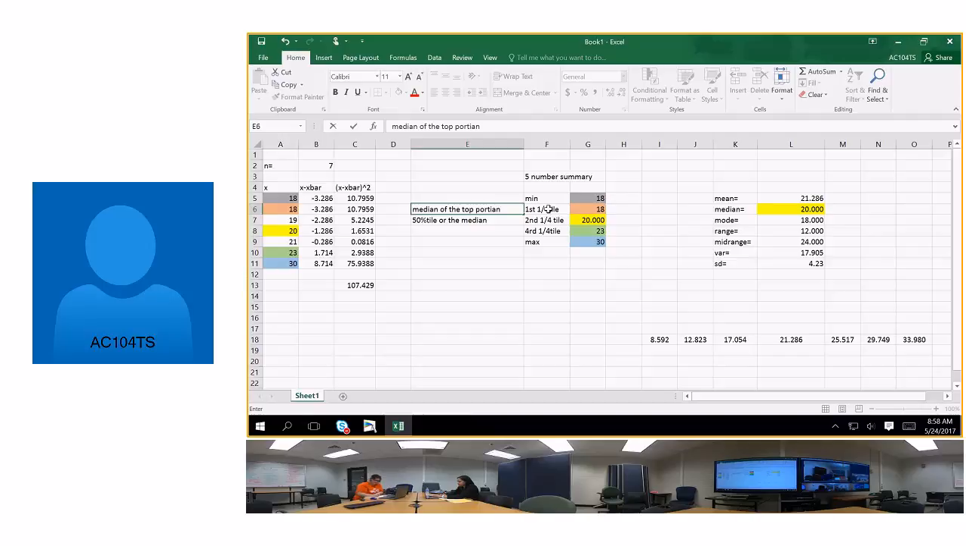I can't spell portion right. How you spell portion is O-N. So if there's 4 above the median, would you add those up and divide by 4 or divide by 2? No, you would take the middle 2. You'd find the median of the 4 above.